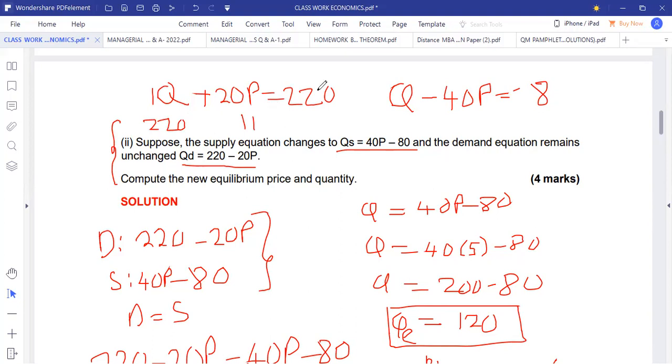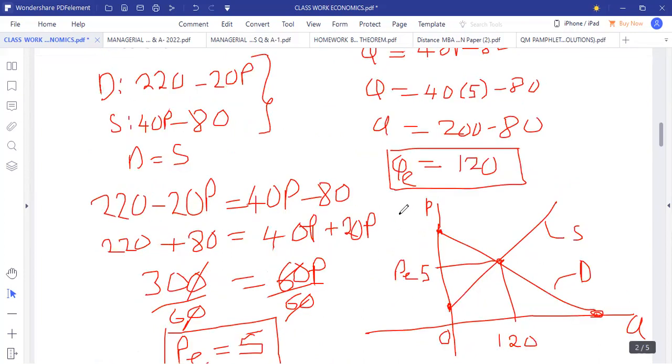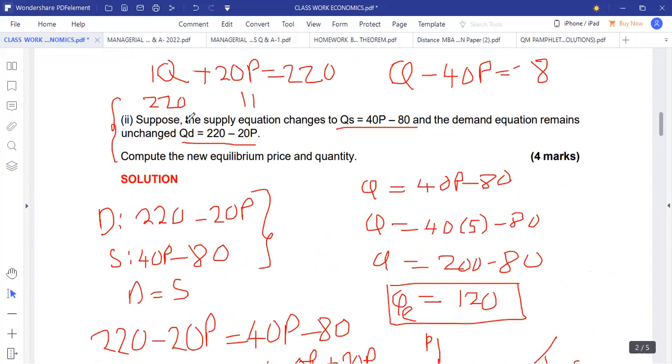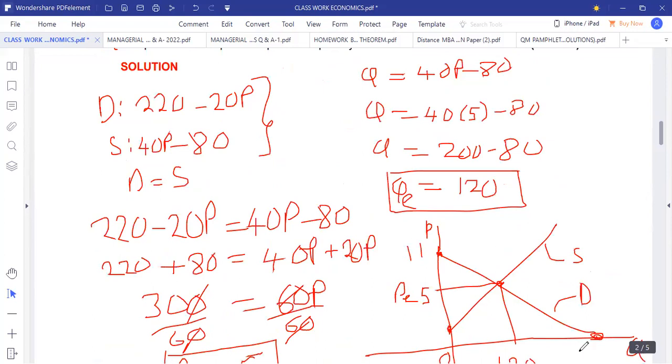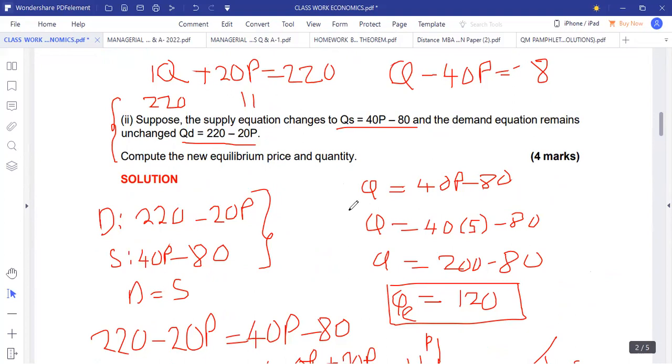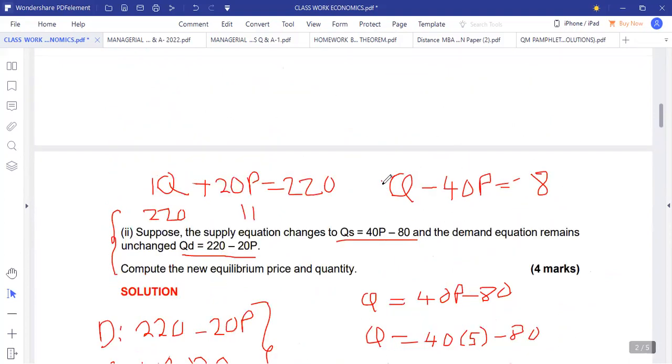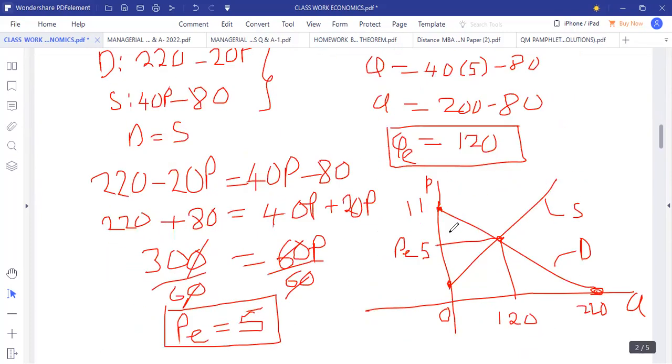So 220 and 11. Where there's Q, we put 220. Where there's P, we put 11. So 220, P is 11, you put 11 there, and this is 220. We go to the supply. What number is there? 1. And this is negative 80. 1 into negative 80, you get negative 80. What number is there? Negative 40. Negative 40 into negative 80 is positive 2. So we just need this positive part of the price. So here you put your 2.